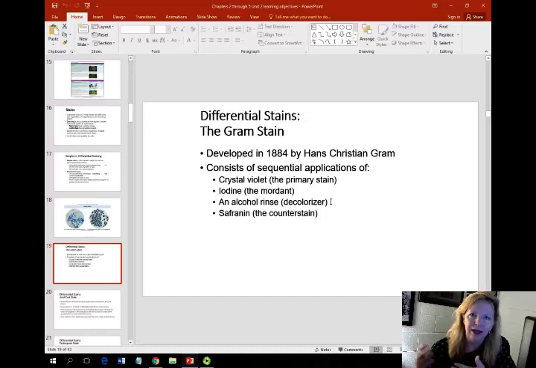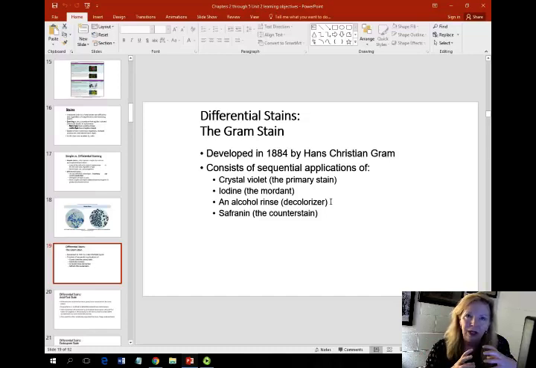The alcohol would wash that out of their cell walls, and they would take the counterstain that was used next, and they would appear pink. He wondered why that is, and interestingly enough, he didn't even really know. He never lived long enough to know exactly what was going on at a molecular and cellular level. But what we know, and we still classify bacteria by this, is that the ones that hold the dark purple violet iodine complex are called Gram-positive organisms, and the ones that can't hold it are called Gram-negative organisms. They're absolutely classified and named based off of the Gram reaction.